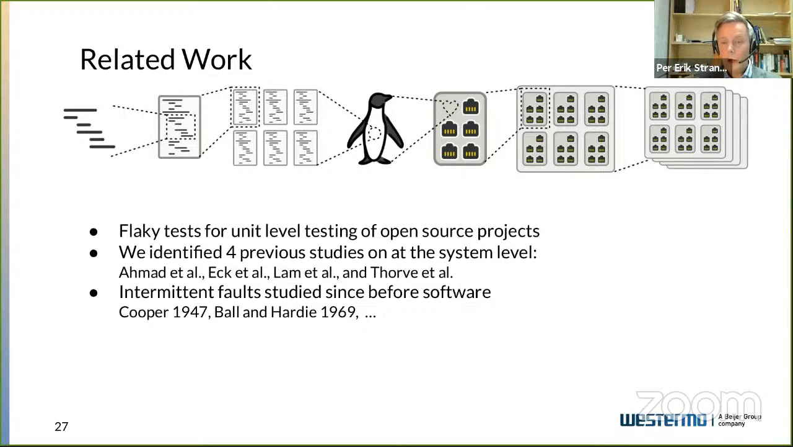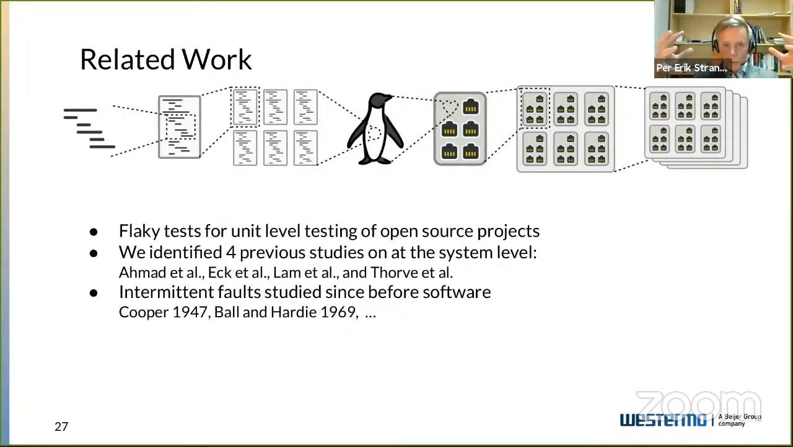However, there has been a long history of research on intermittent faults, even since before software. So we found a paper from the 40s. So apparently there were PDFs back then, I'm just kidding, of course. A paper by Cooper in the 40s, when he looked at problems with electrical systems. So he could find intermittent faults in protective circuits, for example. Ball and Hardy in the 60s, they looked at intermittent faults in the aerospace domain, and so on and so forth. So it is of course very rewarding to read these related papers.